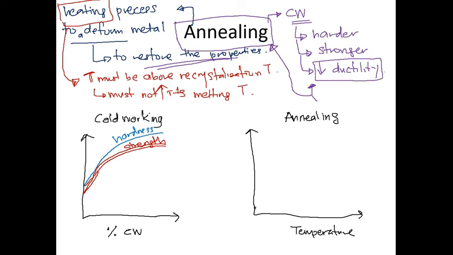But one property will decrease. What is it? The property of ductility. So the ductility will decrease. So this is what your new material will get: a more hardened material, more strength, but low in ductility.